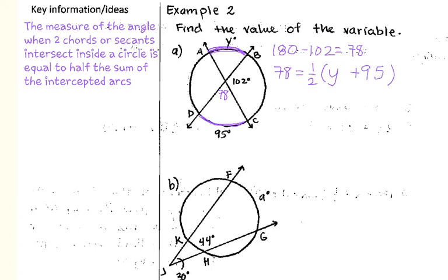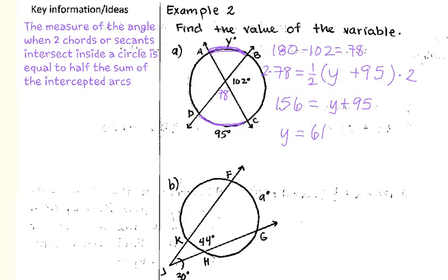I need to solve for y now, so I will multiply both sides by 2, and I will have 156 equals y plus 95. Subtract 95 from both sides, I will have y equals 61. So my y is 61 degrees.